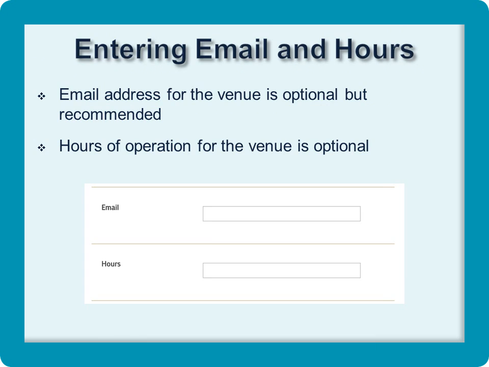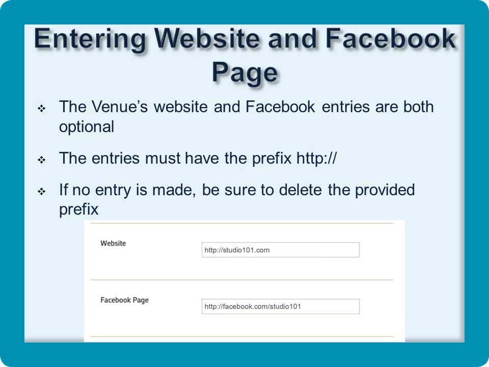Next in the form are text boxes to enter the optional venue email address and optional hours of operation of the venue. The next two text boxes in the form are for the optional entry of the venue's website and Facebook webpage. A prefix of http:// is provided for the website entry to remind you to use that prefix for both entries if made. If there is no website to be entered, then you should erase the prefix http:// that is there.